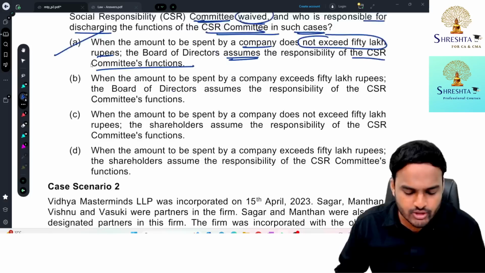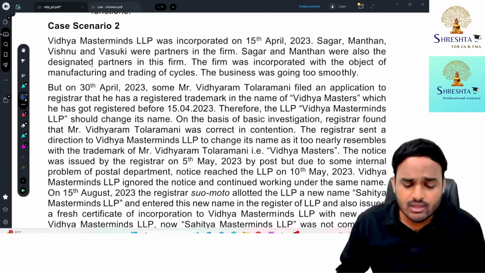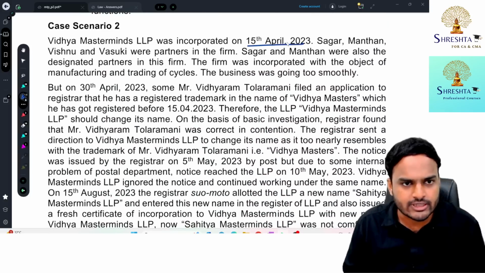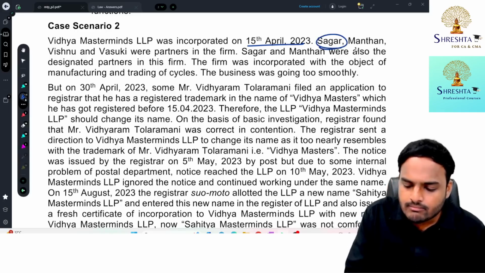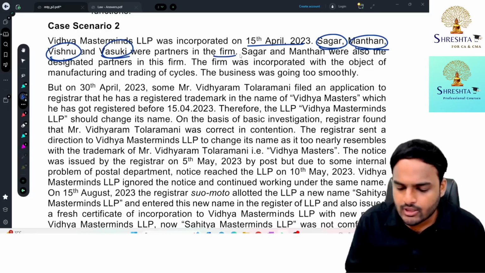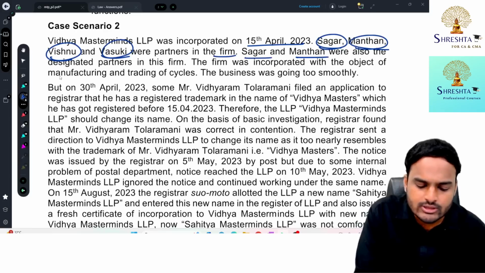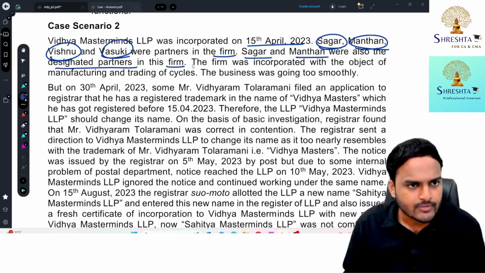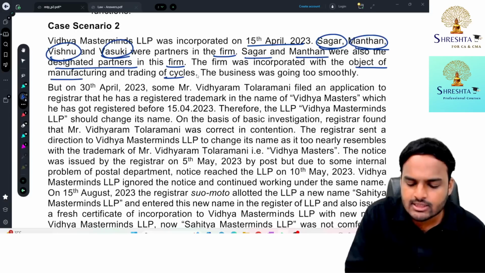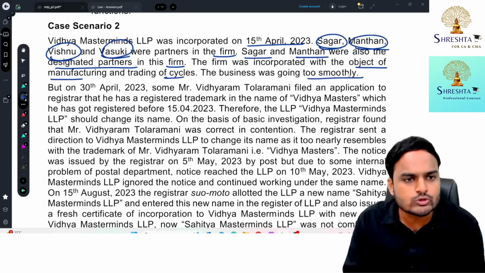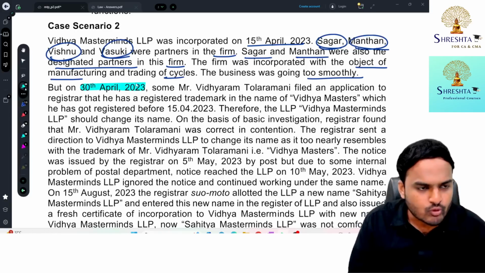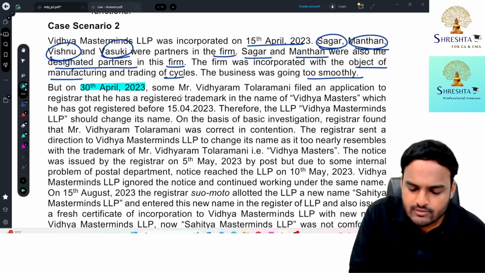Next, case scenario 2. Vidya Masterminds LLP was incorporated on 15th April 2023. Sagar, Manthan, Vishnu, Vasuki were partners in the firm. Sagar and Manthan were also designated partners in this firm. The firm was incorporated with the object of manufacturing and trading of cycles. The business was going too smoothly. But on 30th April 2023, Mr.